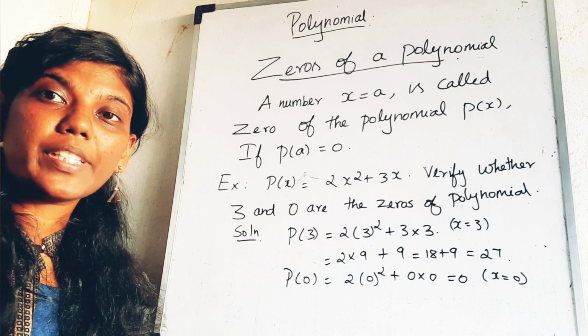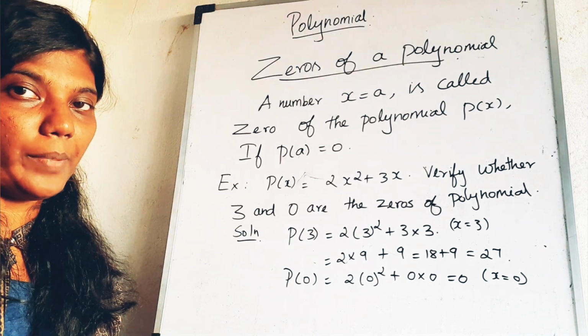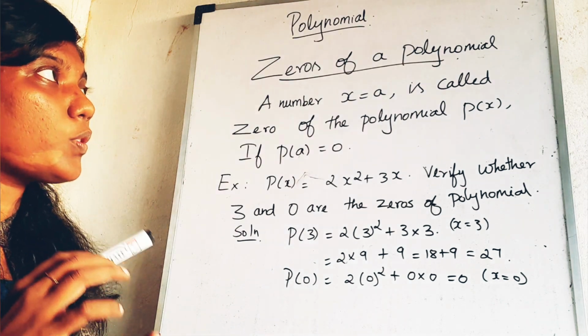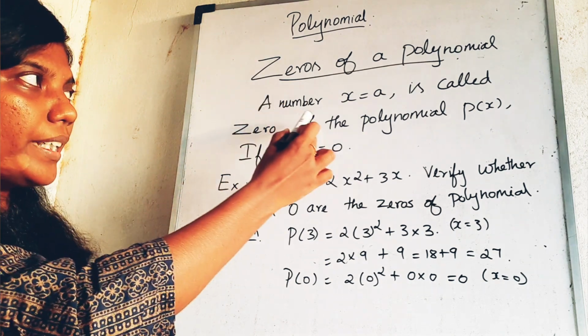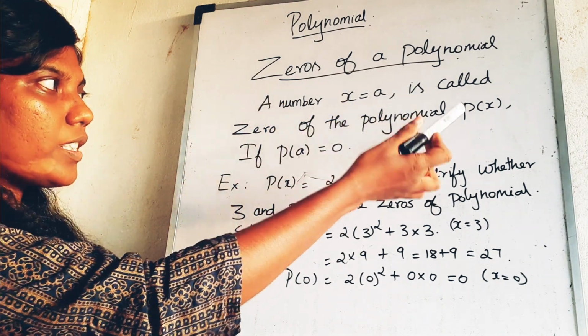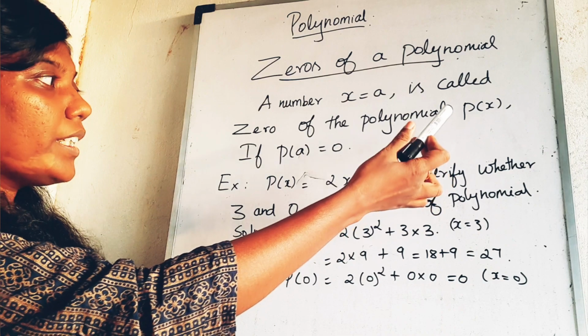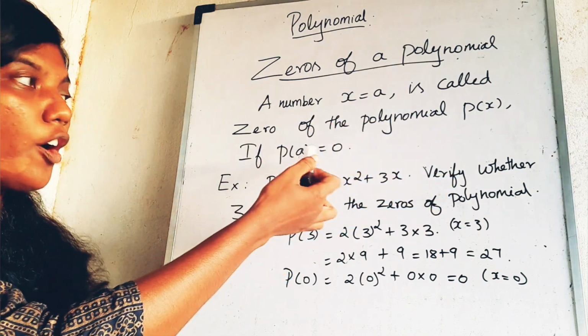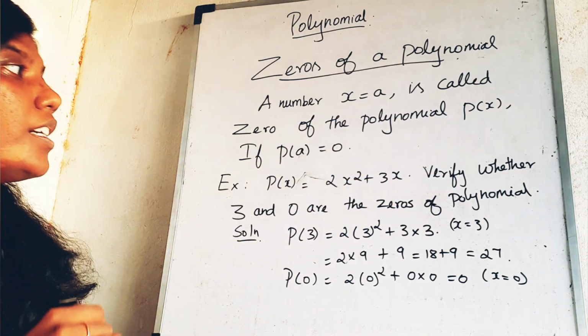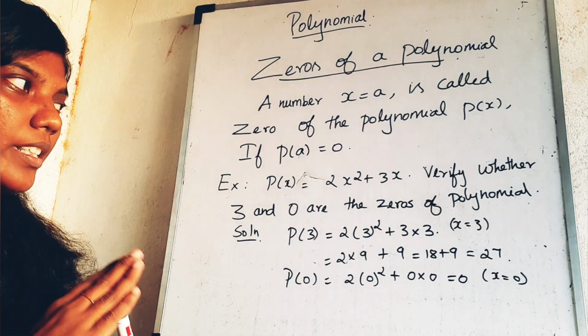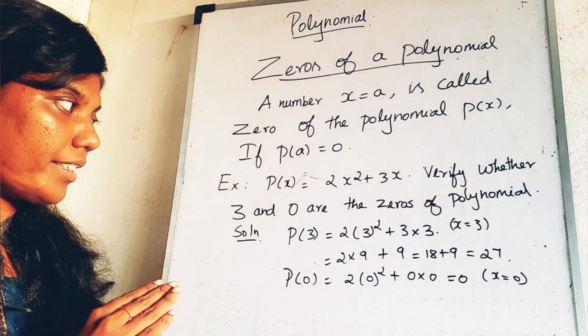Hi, today we are going to see about the zeros of a polynomial. So what is meant by zeros of a polynomial? A number x equal to a is called a zero of a polynomial p of x if p of a is equal to 0. When you see this through the example, you can clearly understand, I hope.